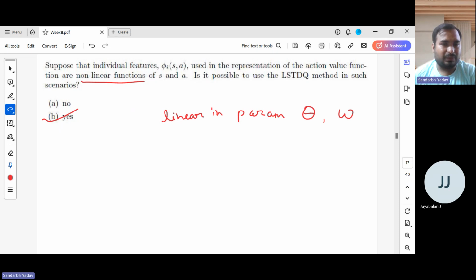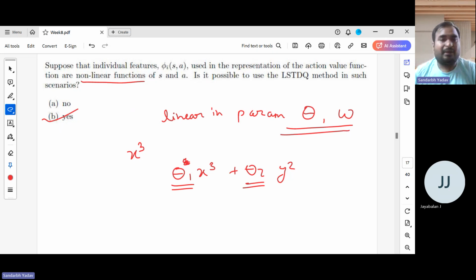Suppose initially we were having this x coordinate. You could have used x cube also. So it doesn't matter. But the only condition in these linear methods is that the parameters should be linear. Like it could be theta 1 x cube plus theta 2 y square. So still it remains linear because it is seen in terms of these parameters. As long as the parameters are not squared or some other non-linear, it remains linear, because it is linear in parameters, not in features. So this you need to be aware of.